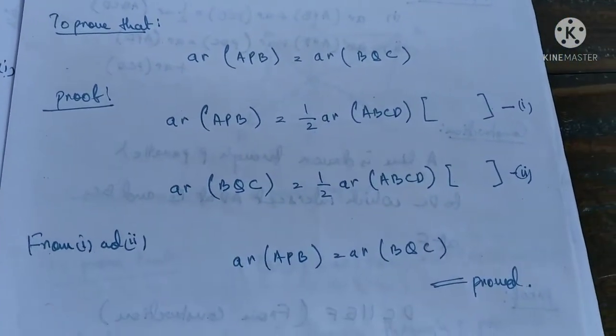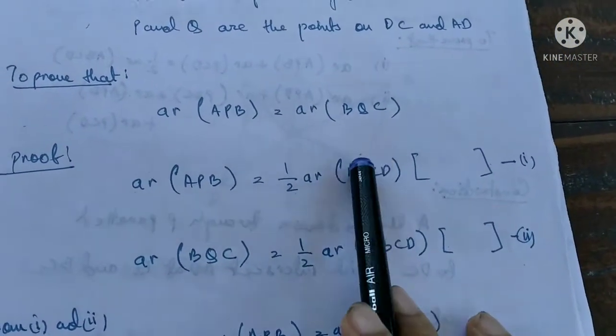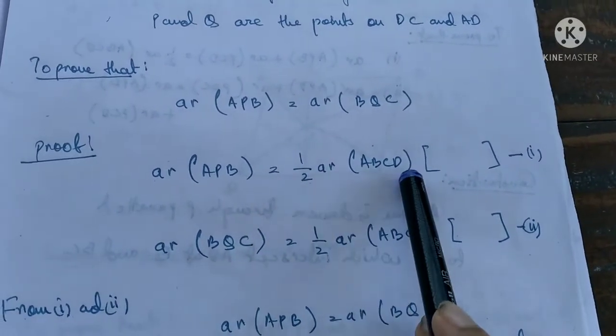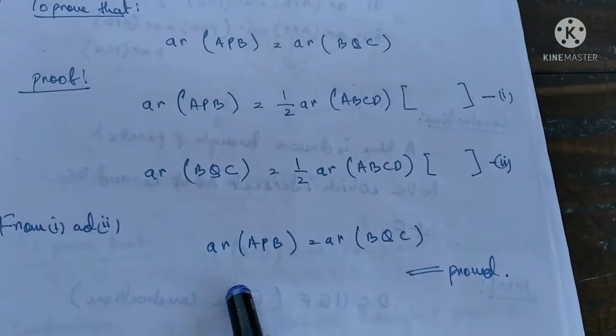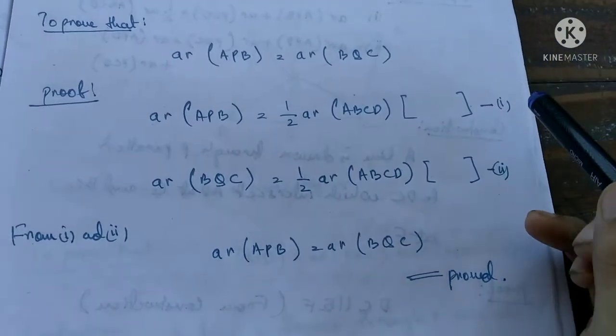From 1 and 2 what do I get? You see this one, right hand side equal, half area ABCD, half area ABCD, right hand side equal, so left hand side equal I can say. That is what we had to prove.